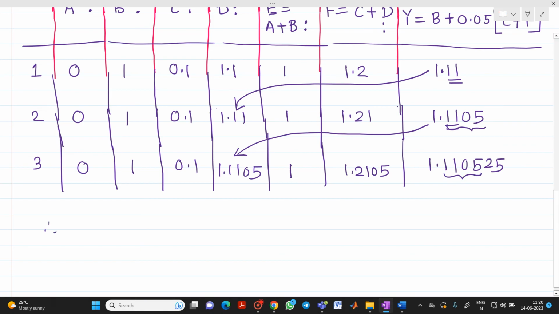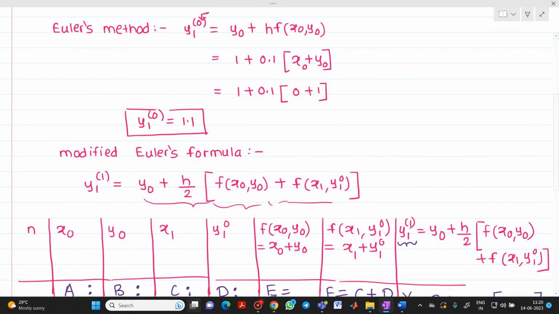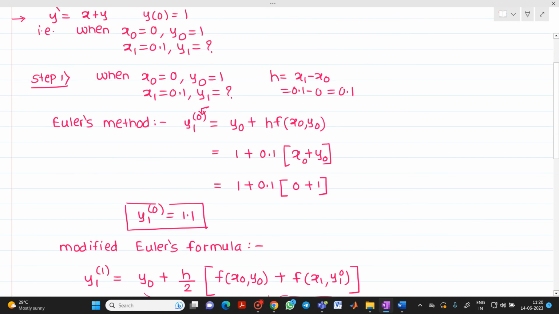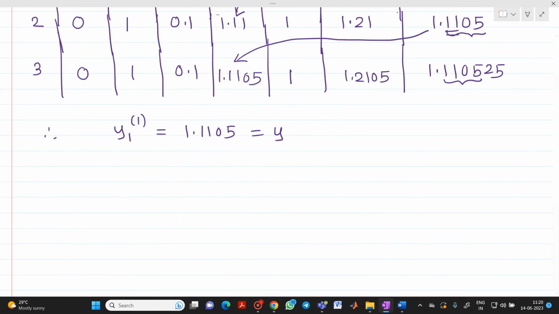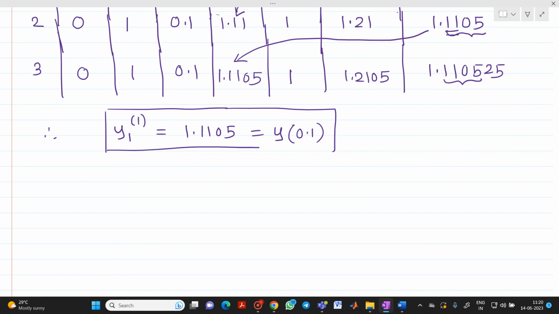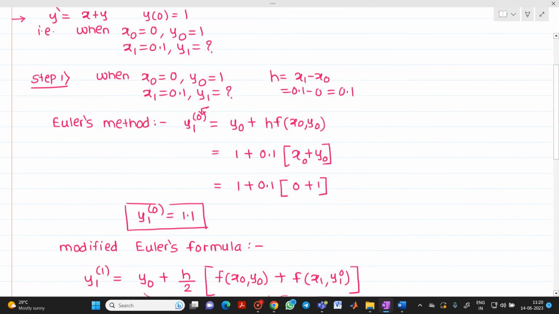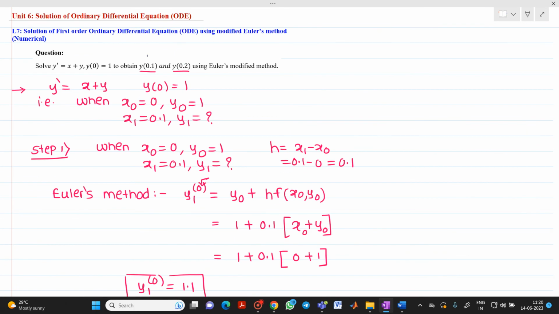So therefore I can write, therefore y1 of 1 will be equal to 1.1105. Basically this will be the answer of y of 0.1, because we have calculated here the answer of y of 0.1. So this is the answer of y of 0.1. Okay. In the question it was asked to find the answer for y of 0.1. So we determined this y of 0.1.